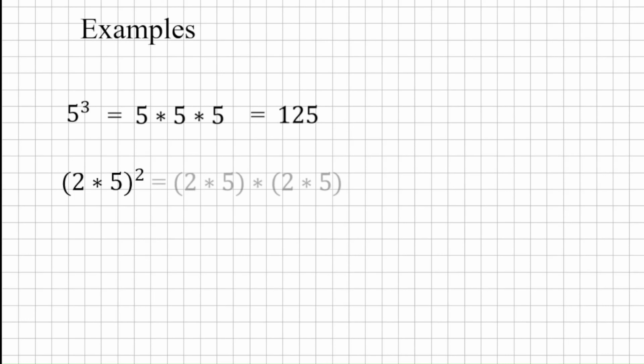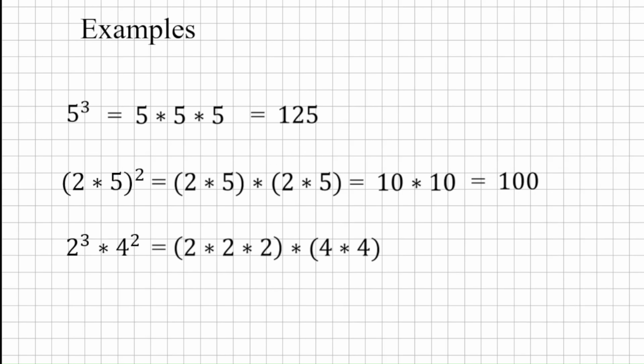Now, let's look at some examples. 5 raised to the power of 3 is equal to 5 multiplied by itself 3 times, meaning 5 times 5 times 5, which equals 125. 2 times 5 squared means multiplying 2 by 5 by itself 2 times, which results in 10 times 10, equaling 100. 2 raised to the power of 3 multiplied by 4 squared means multiplying 2 by itself 3 times and 4 by itself 2 times. Simplifying, that equals 8 times 16, which gives 128.